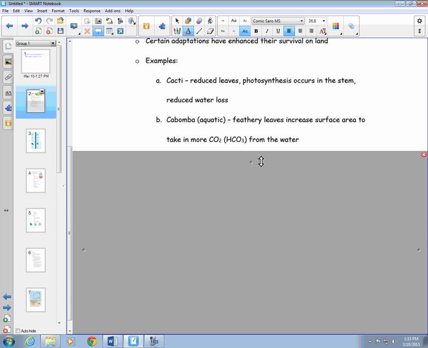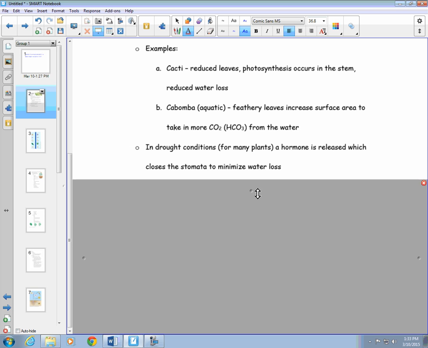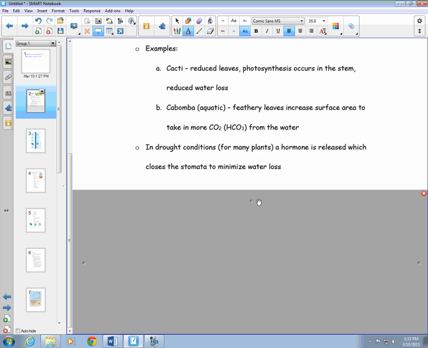Other adaptations that plants have: there's an aquatic plant, and there's actually a picture of it at the top of this page. It has very feathery leaves, small and feathery leaves, and this helps to increase the surface area for the leaf, which allows it to take in a greater amount of carbon dioxide from the water. In areas where there is not a lot of rain, in a drought, plants release hormones that tell the stomata to close. When the stomata close, it helps to minimize the water loss. We'll get into more detail of stomata later in the chapter.